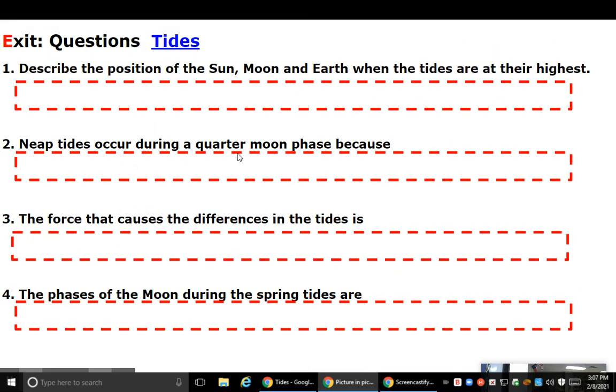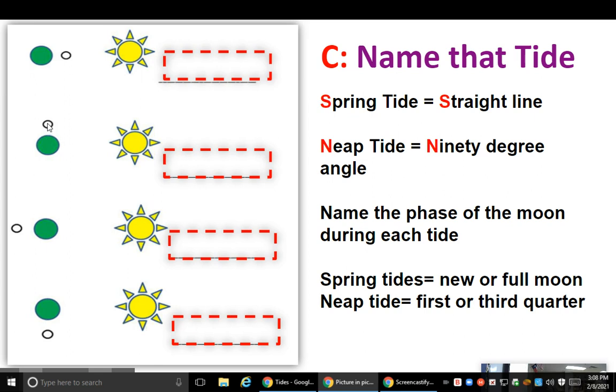Neap tides occur during a quarter moon phase because when you have your neap tides, that would be at a first quarter where the moon is pulling on Earth's water in one direction and the sun is pulling on Earth's water in the other direction, so you don't have a great difference in tidal ranges.